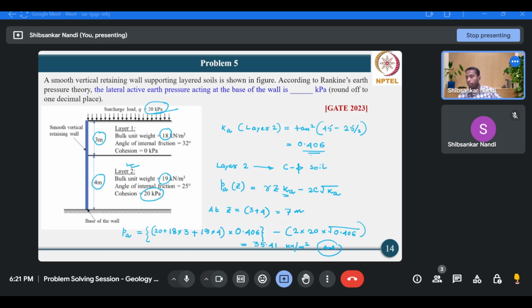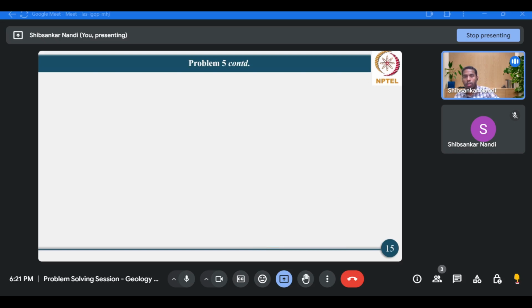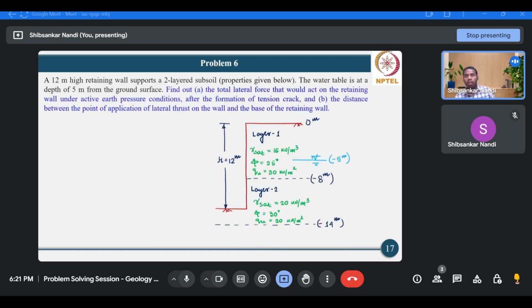Okay, so this was for problem 5. Now we'll take this problem 6. It's again a problem with 2-layered subsoil or 2-layered backfill.